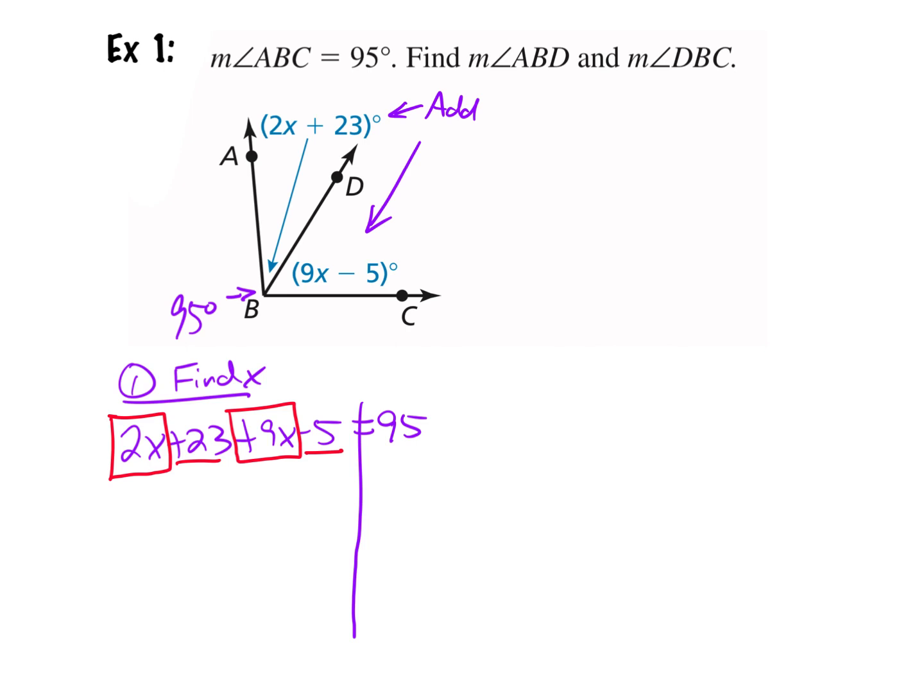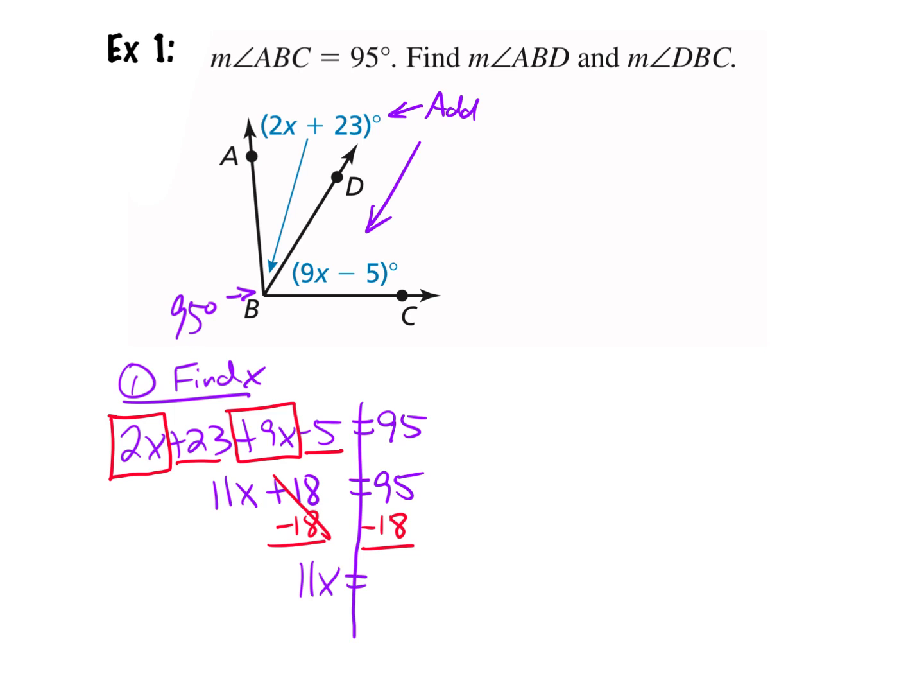2x plus 9x? 11x. 23 minus 5? 18. Equals 95. What's my next step, class? Subtract 18. Those go away. Then 11x is equal to how much?